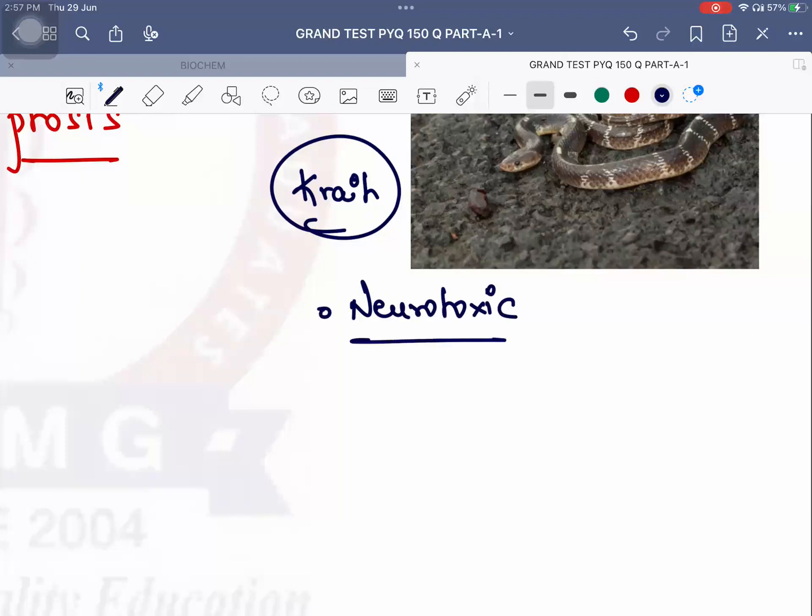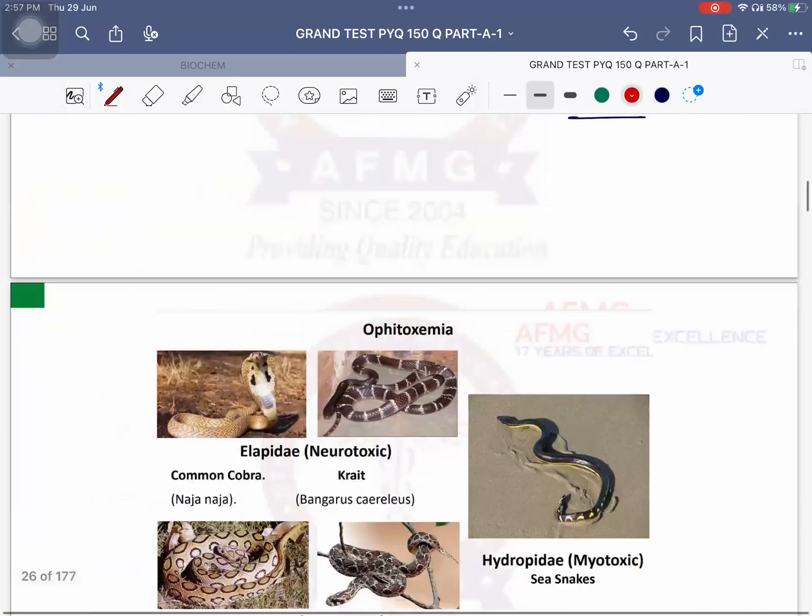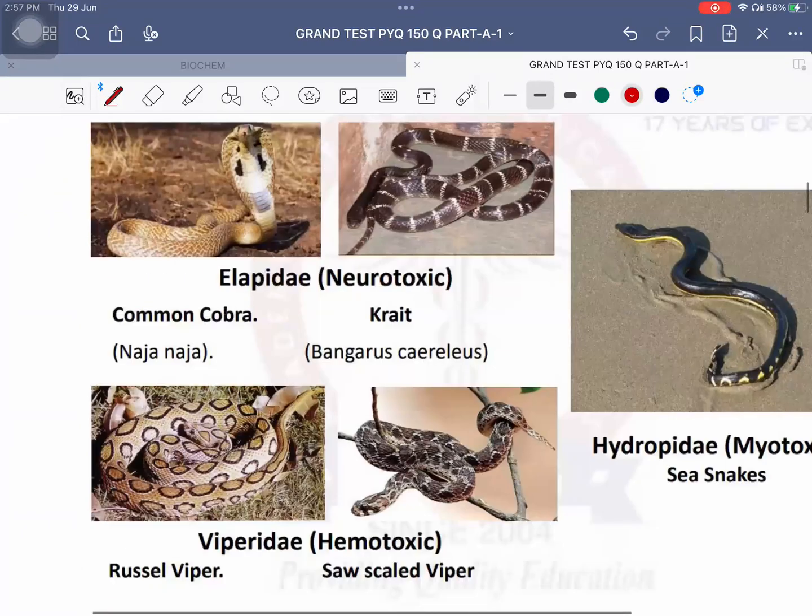Neurotoxic snakes. Neurotoxic snakes are known as the Elapidae family. Right? There are 3 snake families. I hope all of you are quite aware. Again, snapshot from FMG snaps.